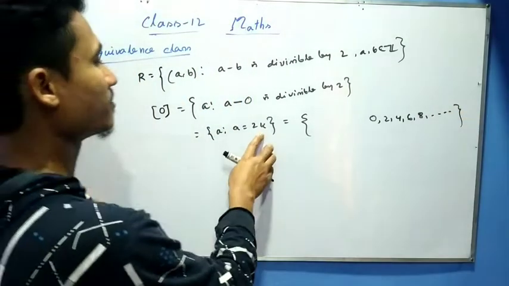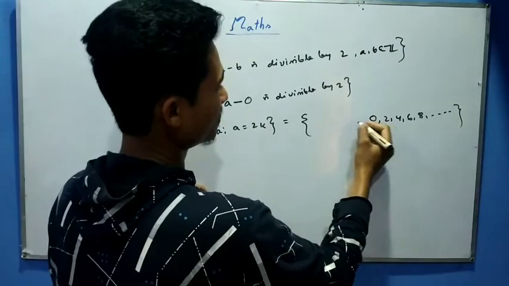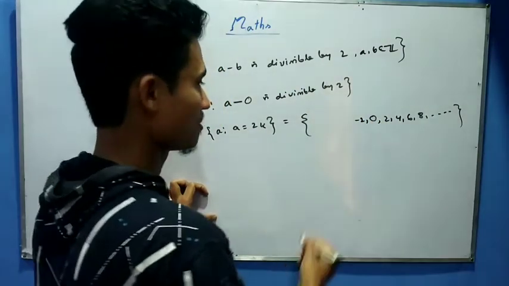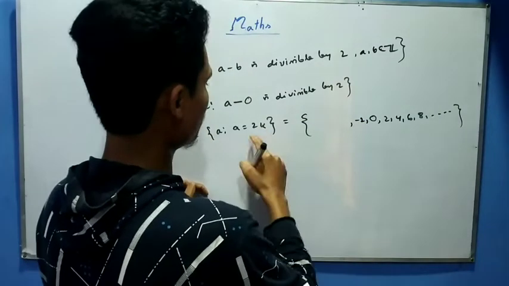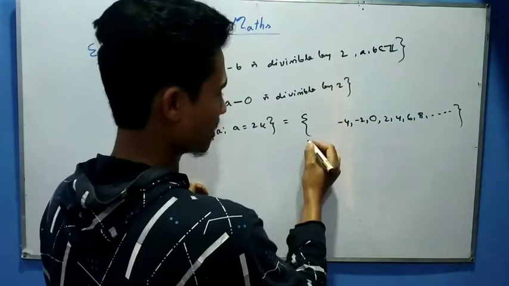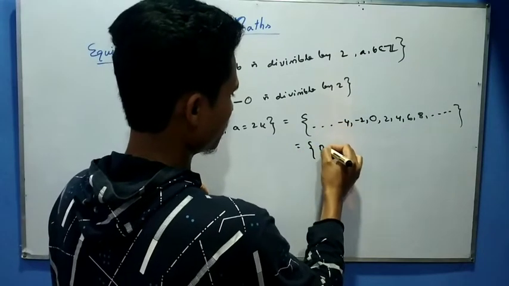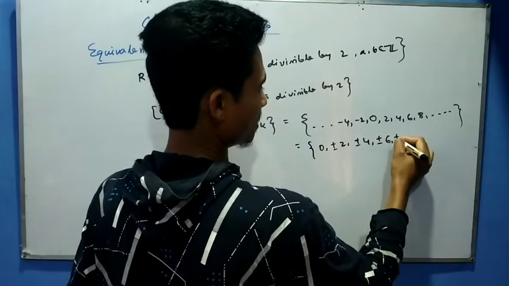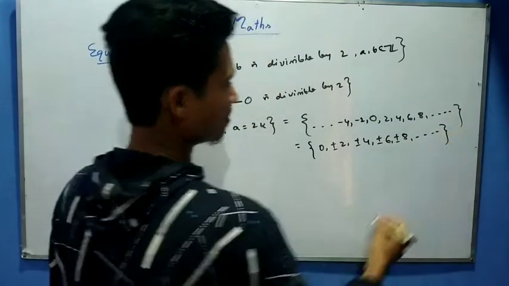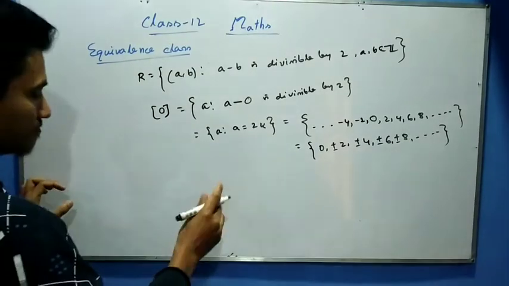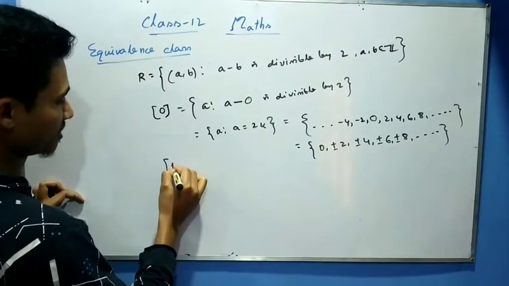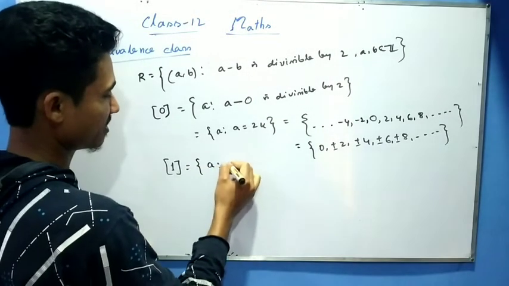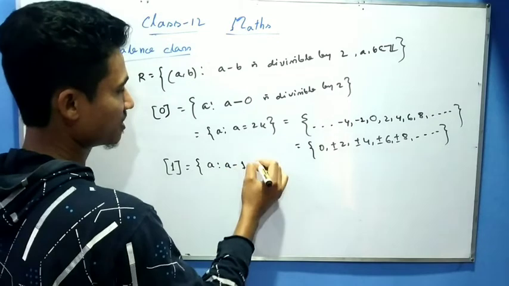Now I can put negative also, because if I put k equal to minus 1, then its value is minus 2. It will come because a belongs to Z. Then next, if I put k equal to 2, then it is minus 4. So this set can be written as 0, plus minus 2, plus minus 4, plus minus 6, plus minus 8. So let us try to find the equivalence class of 1 also. What is the equivalence class of 1?